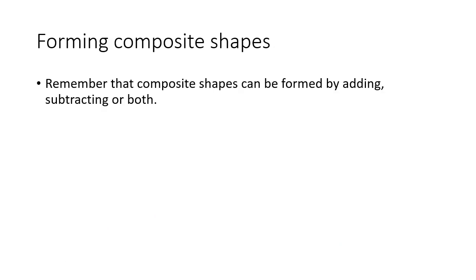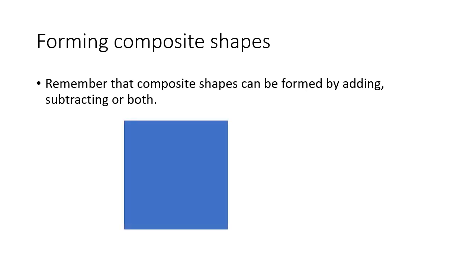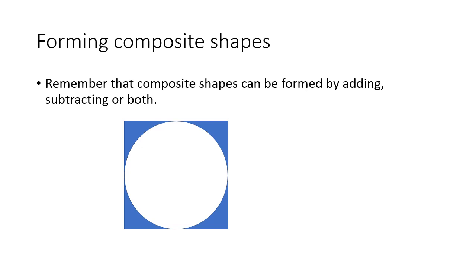When we're forming composite shapes, what we've got to remember is that they can be formed by adding shapes together, subtracting shapes from each other, or a combination of the two. So we might start off with a square. Now obviously the area of a square is really easy to calculate, but then we might subtract a circular shape from that. The area of the blue that's remaining would just be the area of the square minus the area of the circle. So that's the subtraction. Then we might add something else on. So we might put a trapezium on the side of that. And so our blue area would now be the area of the square minus the area of the circle plus the area of the trapezium.